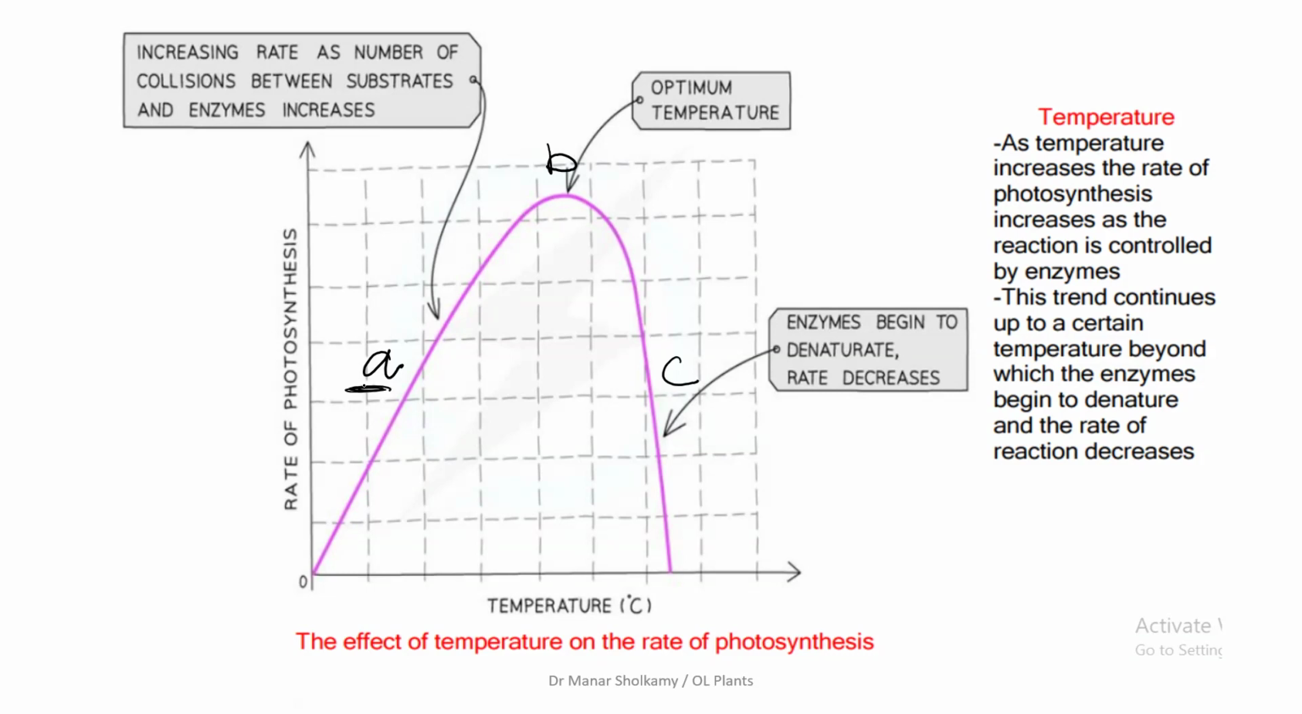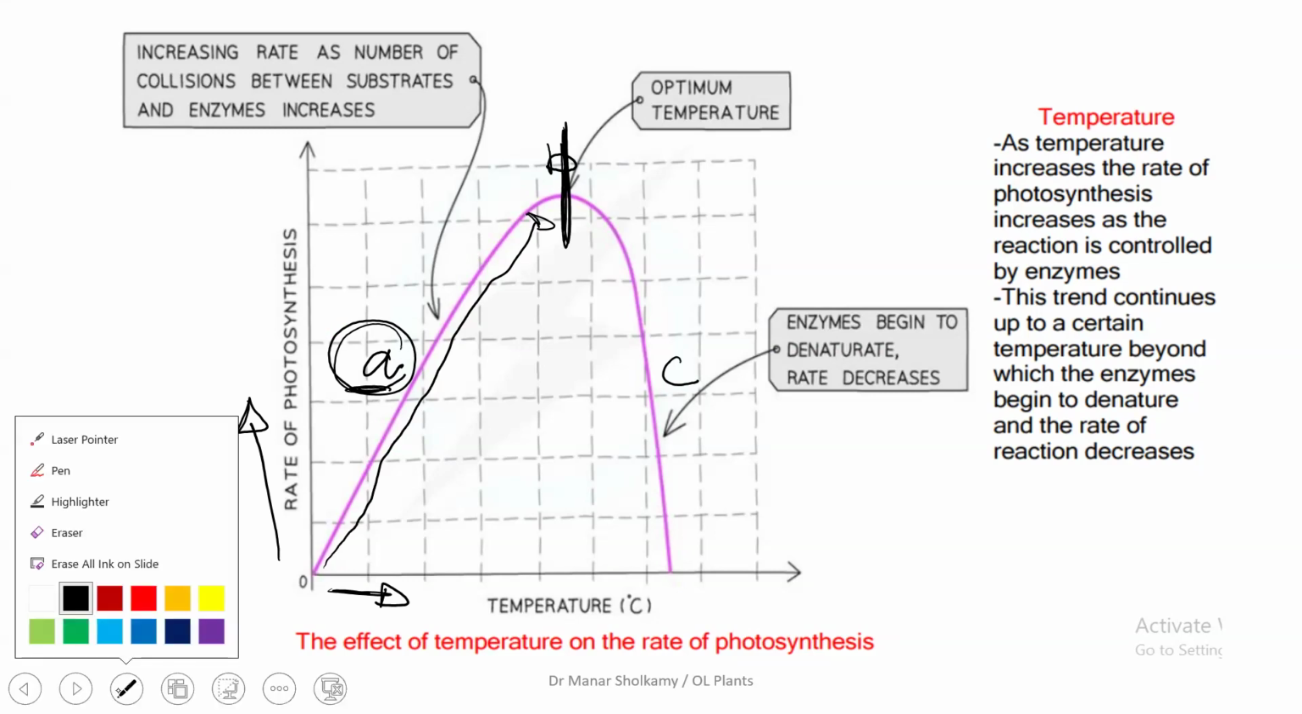At A, look here. When the temperature is increasing, the rate of photosynthesis is increasing. So at A, the rate of photosynthesis is increasing. It still did not reach the optimum temperature. It will reach the optimum rate here at a particular temperature. So at A, what was the limiting factor? What was stopping photosynthesis from reaching its maximum rate at A? Temperature. The low temperature. Exactly.